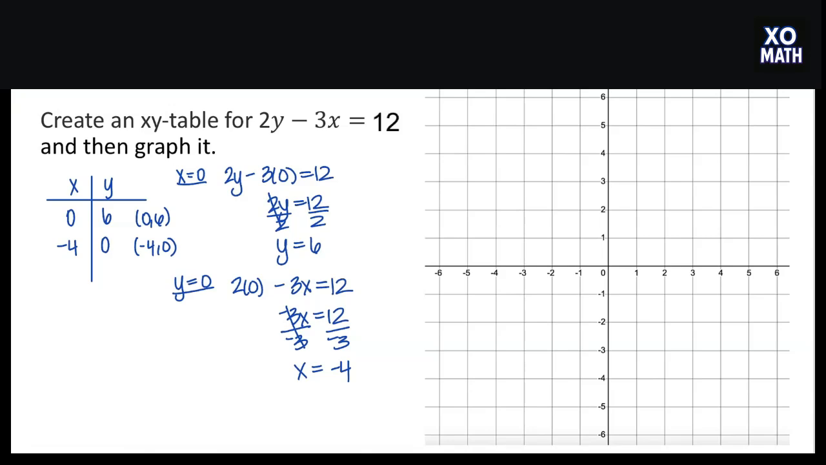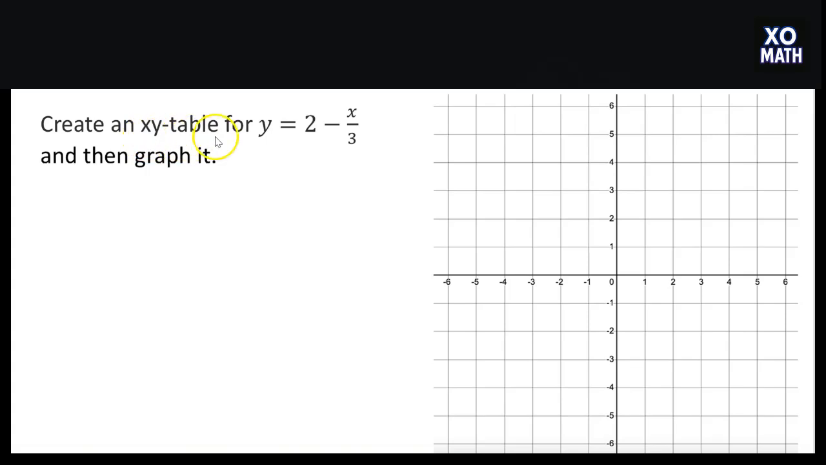We'll plot these 2 points. So 0, 6 means we're going to stay at the origin and then travel up 6 units. And negative 4, 0 means we're going to start by traveling left 4, and then we're going to stay on the x-axis. And now we'll go ahead and connect our 2 points together to form our line.